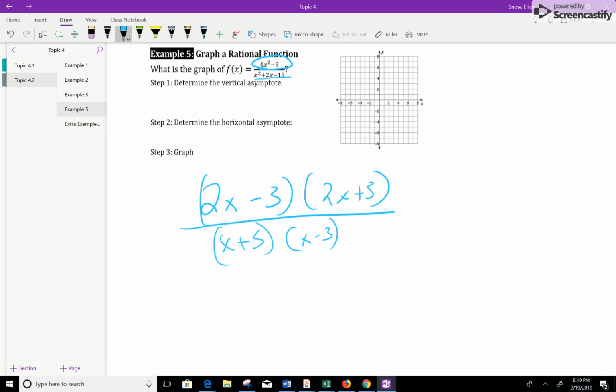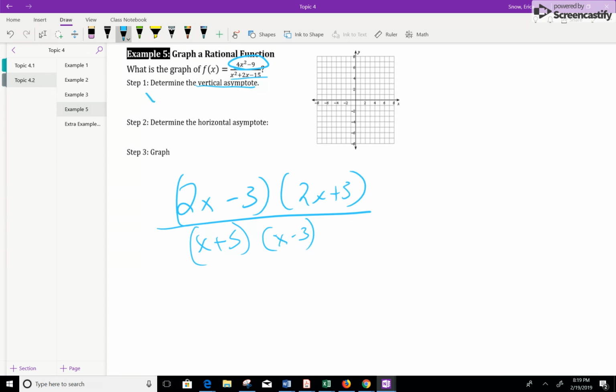And when we do the extra examples that I've given you that you can put in your notebook or not, I don't really care which way you do it, you're going to see why it's important to factor first. So to determine the vertical asymptote, we set our bottoms equal to 0, x plus 5 equals 0, x minus 3 equals 0. So x equals -5 and x equals 3.